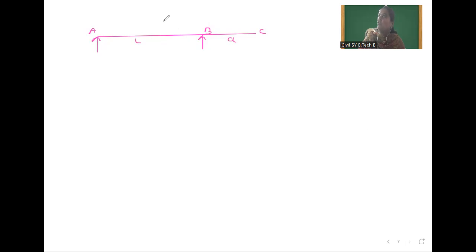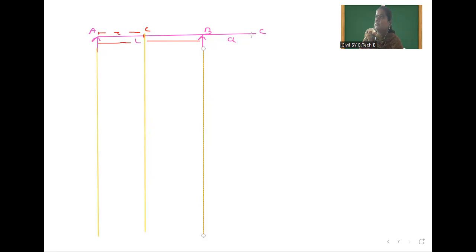Suppose we locate Z point here. That is this C, and this distance is nothing but Z, and this total is L. Now we have to draw ILD for shear force and ILD for bending moment. So I will extend all these lines. Now first we will draw for the simply supported beam, that is first we will draw for A to B.